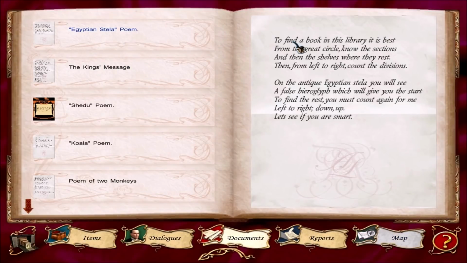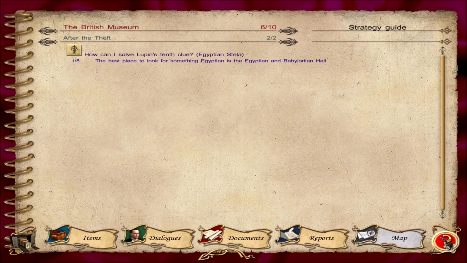Okay, to find a book in this library, it's best from the great circle, know the sections, and then the shelves where they rest, then left to right, count the divisions. On the antique Egyptian stela, you'll see a false hieroglyph will give you the start. I can read poems.